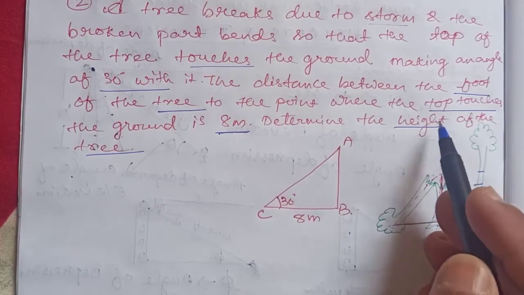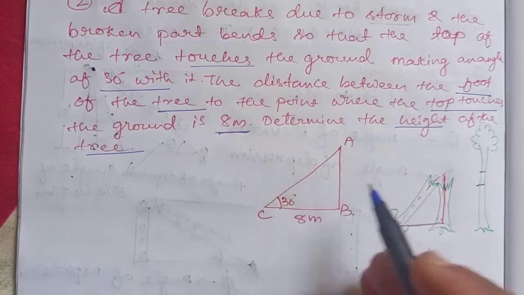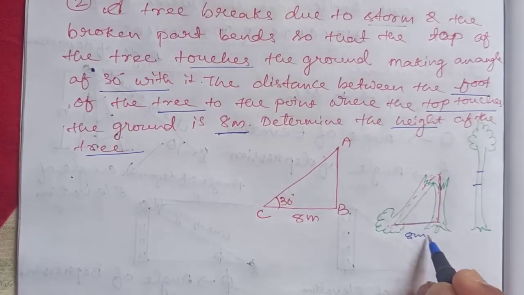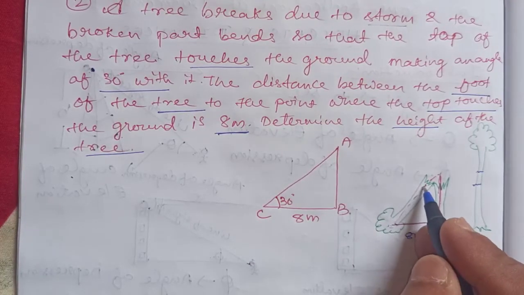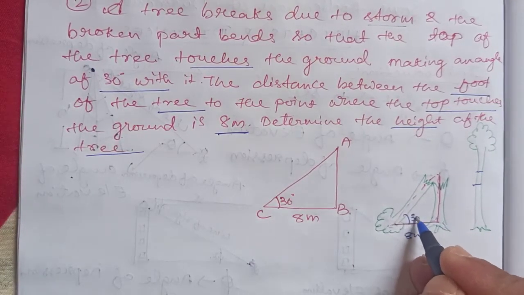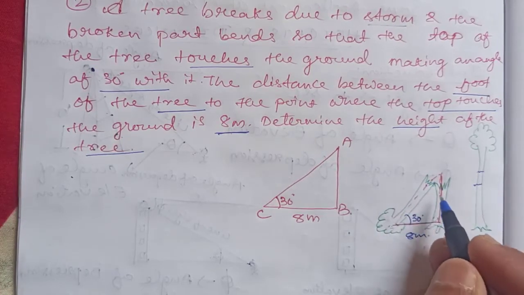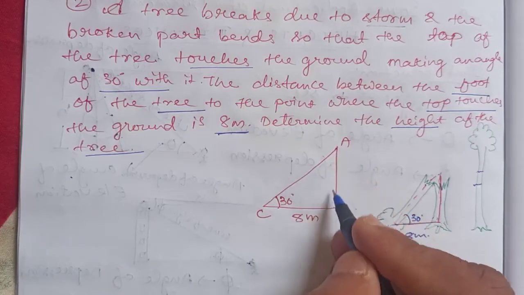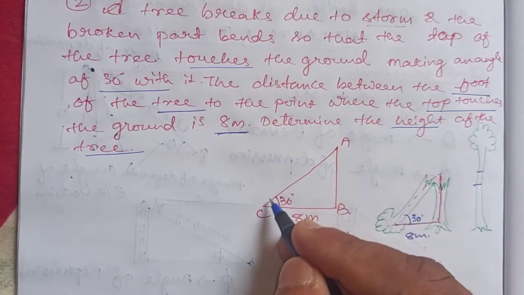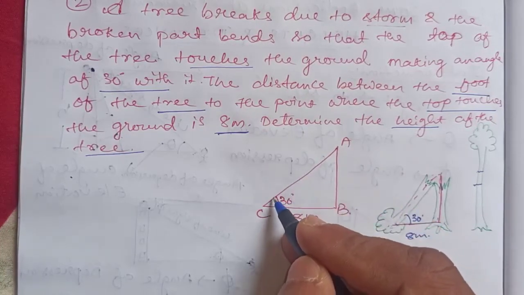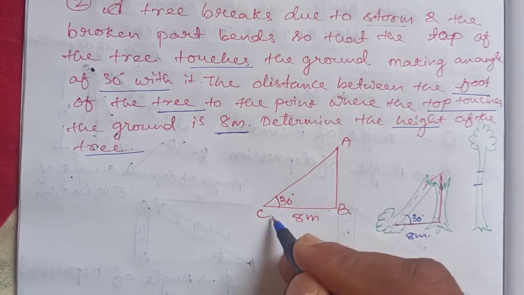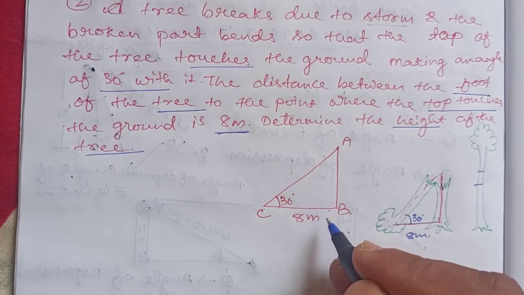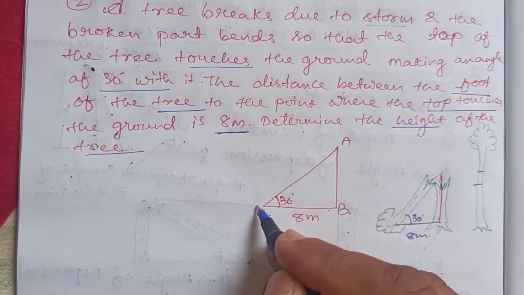In the question it is given that the point where the top touches the ground is 8 meters from the foot, and the broken part makes an angle of 30 degrees. So this diagram will look like a right angle triangle. This is one half part of the tree and this is the other half part. It makes 30 degrees with the ground, and the foot and the top are at a distance of 8 meters from each other. Now we have to find out the height of the tree.